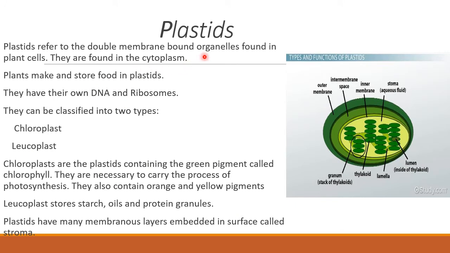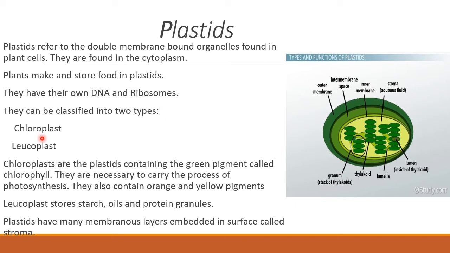Children, now we are going to study about the plastids. Now this is also a cell organelle which is found only in the plant cells, and it is a double membrane bound organelle found in the cytoplasm. So, are plastids present in animals? No, they are not present in animals, because plastids are the organelle which provides color to the plants. Now, apart from providing color, plants make and store food in plastids. Now, plastids have their own DNA, that is the deoxyribonucleic acid, as well as the ribosomes.